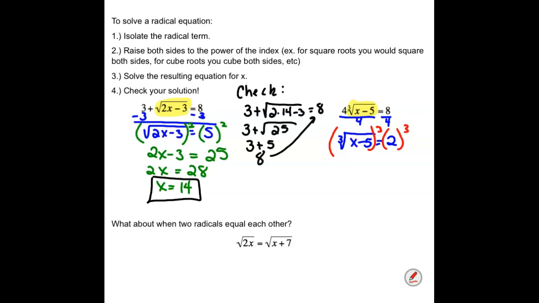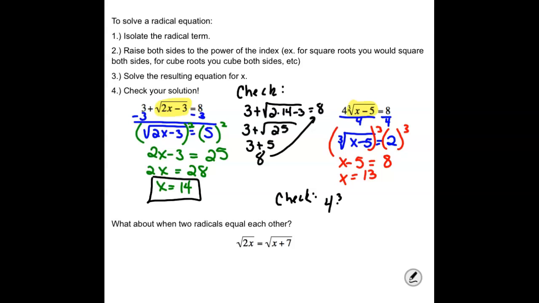On the left, the cube root goes away. We get x minus 5. On the right, 2 cubed would be 8. Adding the 5 over, we get x equals 13. And now we have to check that. So we're going to plug it into our original equation.